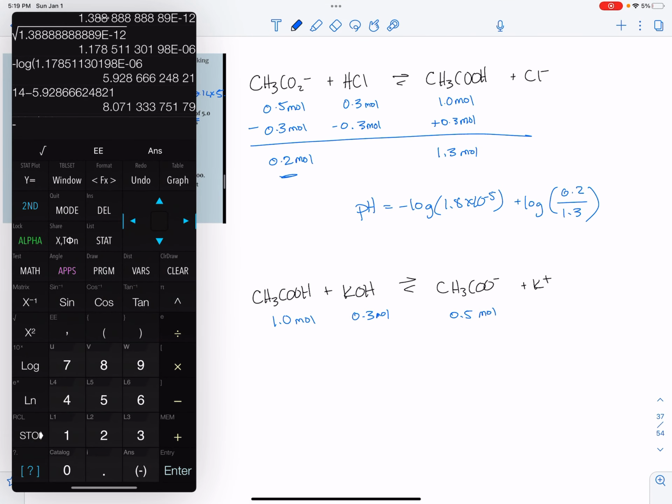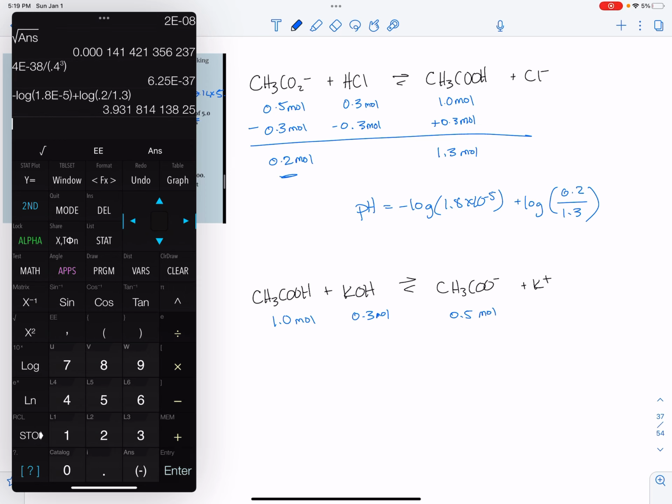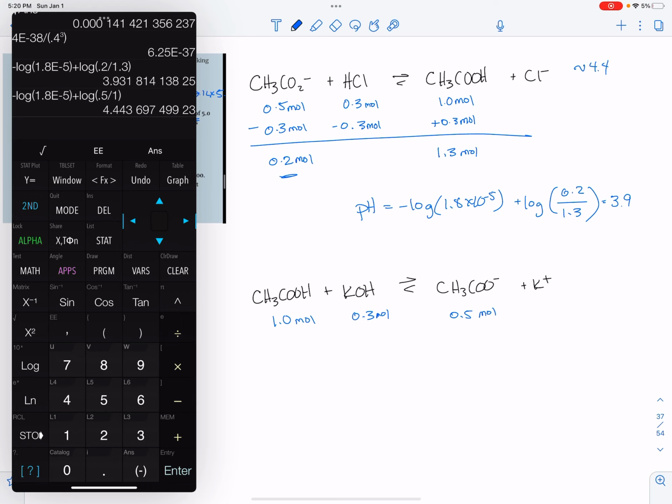So negative log of 1.8 e to the minus 5th plus the log of 0.2 divided by 1.3. It gives me that the pH becomes 3.9. And if you're curious what it was before, this was a 0.5 on top, and this was a 1 on top. So as a little note, originally it was 4.4. So it went down a little, but not a ton.